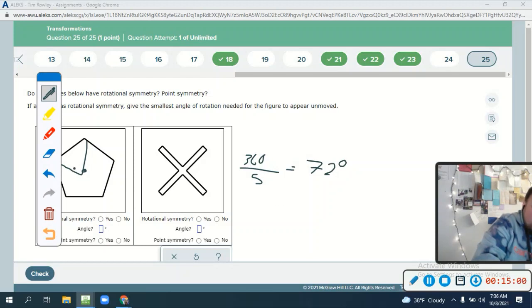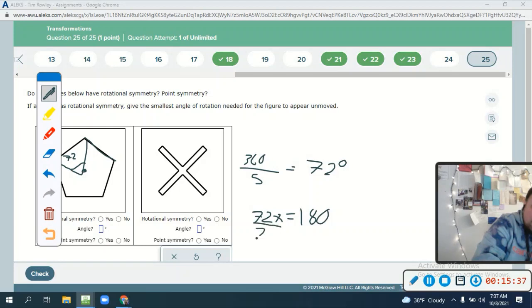So I know that every time I rotate it 72 degrees, these vertexes are going to move on to each other, which makes it look like it's unmoved. So yes, it has rotational symmetry at an angle of 72 degrees. Does it have point symmetry? Well, it'd have to be able to flip 180 degrees. Remember I said that? The only way it flips 180 degrees is if we can multiply 72 times something and get exactly 180 degrees. Well, let's find out.